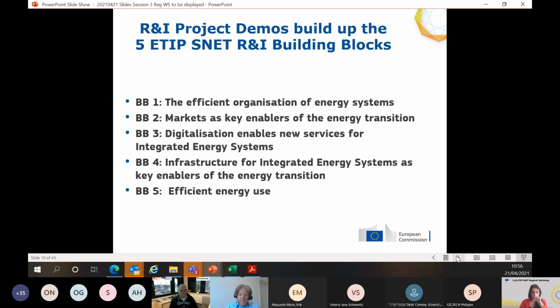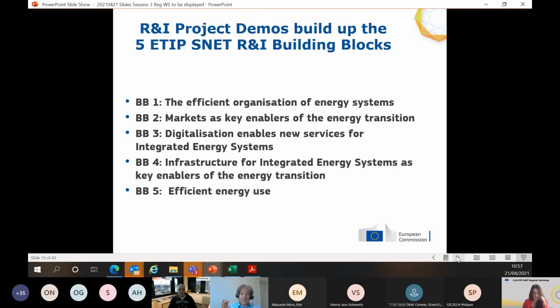In the current IP and roadmap, we defined, and also in the vision, so-called 5 building blocks, and I put up the hypothesis with you that R&I project demonstrations and projects should build up these 5 building blocks. Very briefly, make energy system organization more efficient, collaborate where you need to collaborate. That's building block 1. Building block 2, let's create the right markets.